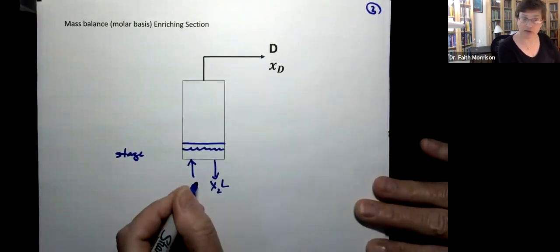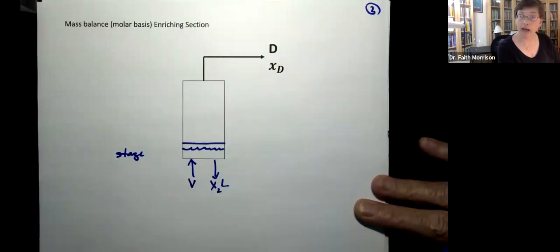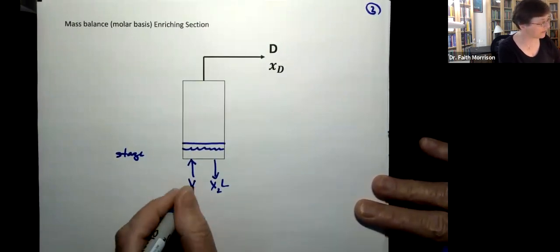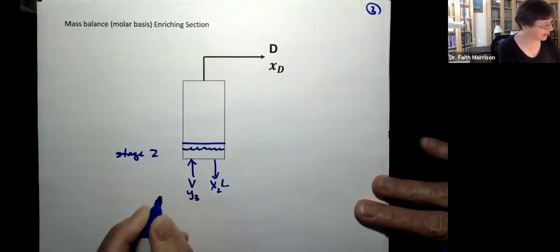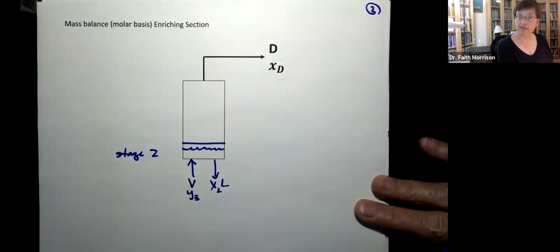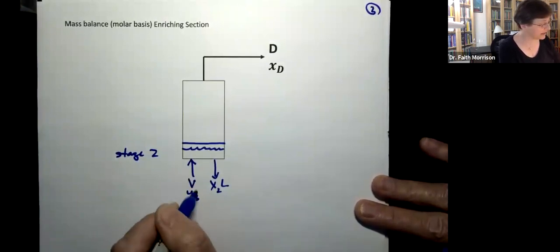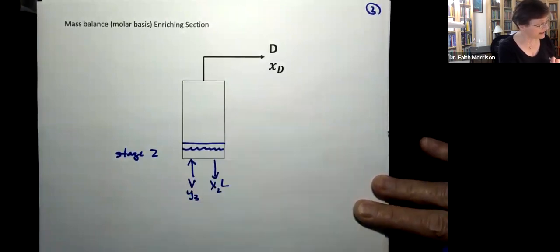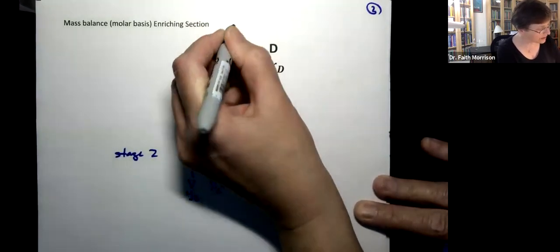But this stream is the stream with molar flow rate V, vapor coming up from below, and it comes from the next stage. So that's stage 3. So this is Y3. So as if there were another stage outside of the view, and its material comes up here as Y3. So up here at the top, it's not quite finished how it's drawn either. We're going to consider the usual case of a total condenser.